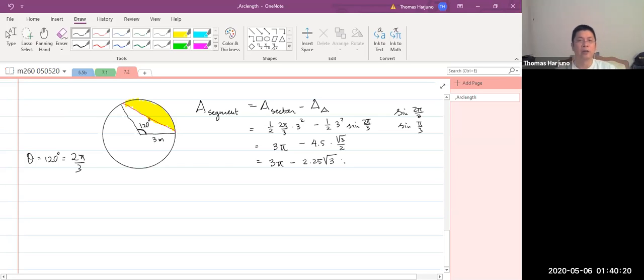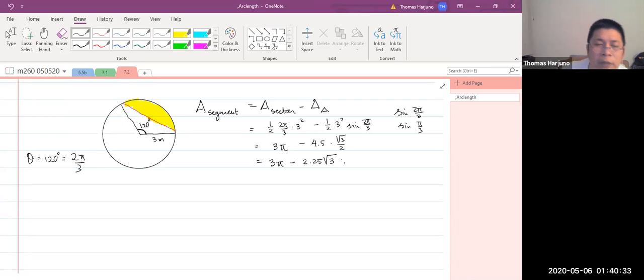That's the area. And in your test, if I ever ask you this question, it should be a Mickey Mouse question. Then just leave it like that. Don't use a calculator. Just leave it like that.